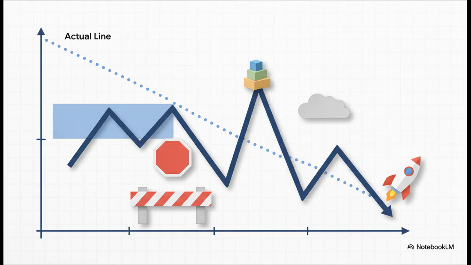And man, that actual line is a fantastic storyteller. You see a flat line for a day or two? Uh-oh, something's probably blocking the team. See a sudden spike going up? Whoops, scope creep. Someone just added more work mid-sprint. It gives the team instant, valuable data to talk about in their daily stand-up.